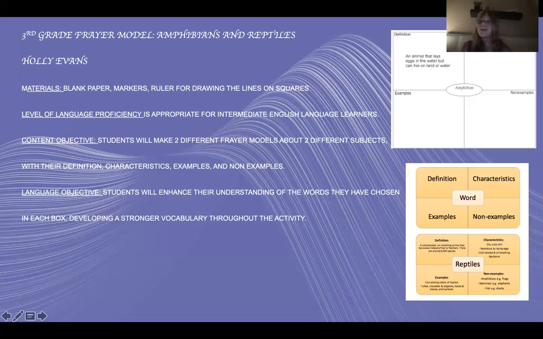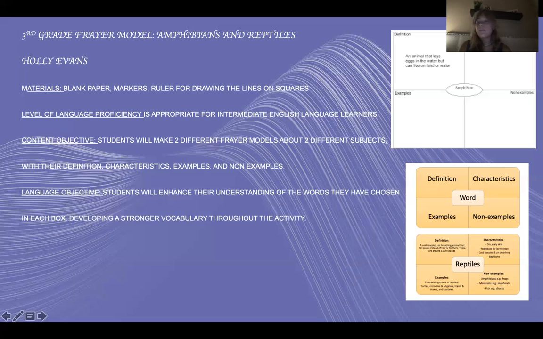So in the second box, I want y'all to think about characteristics of a reptile. So that's when we would write down maybe some dry, scaly skin. They reproduce by laying eggs. So that's another characteristic reptiles have. And then examples of reptiles. Can y'all think of any examples? If y'all know of any, say those out loud.